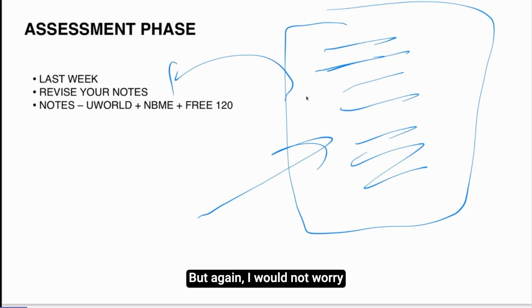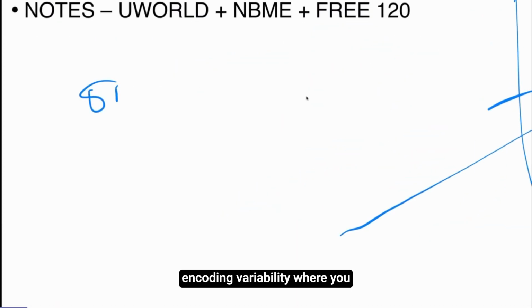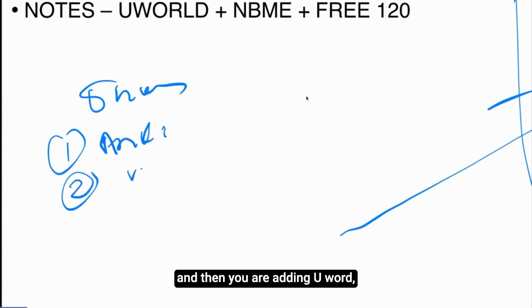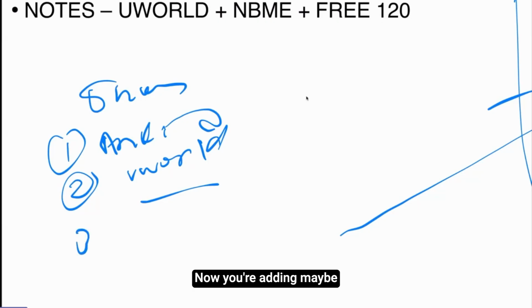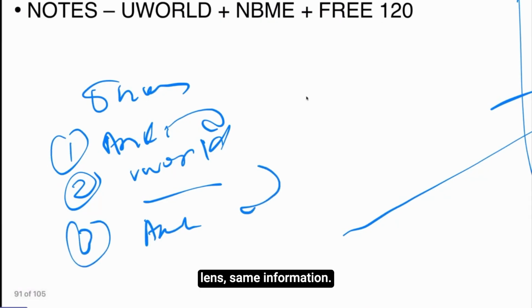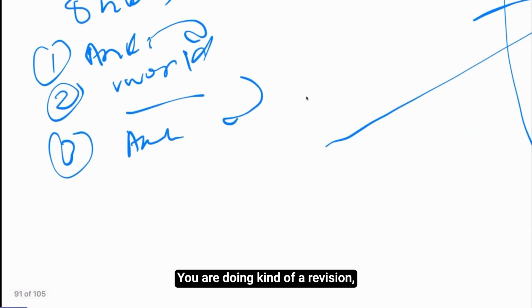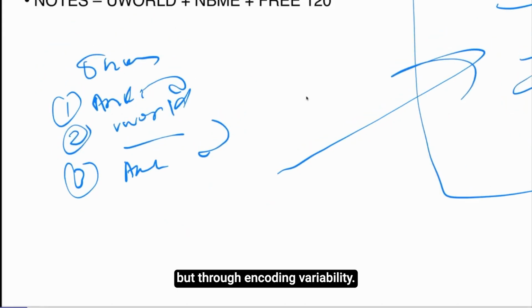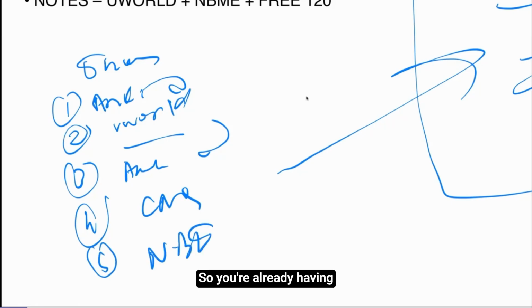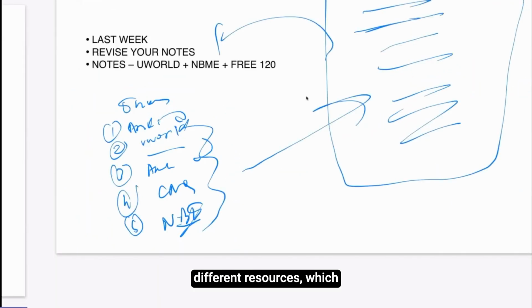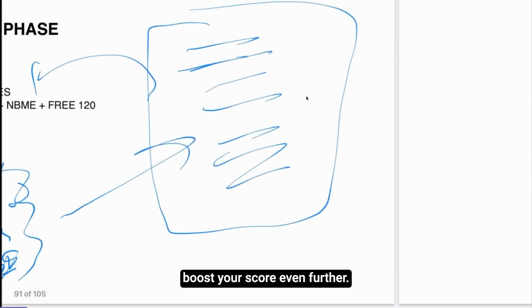That's it. But again, I would not worry about revision as much as other people do, because you're using encoding variability. You're starting with, let's say, Anki, and then you're adding UWorld, which will tell you the same thing as Anki, but with a different lens. You're doing kind of a revision, but through encoding variability. 4th, you'll do CMS forms. 5th, you'll do NBMEs. So you're already having multiple revisions through different resources, which boosts your score even further.